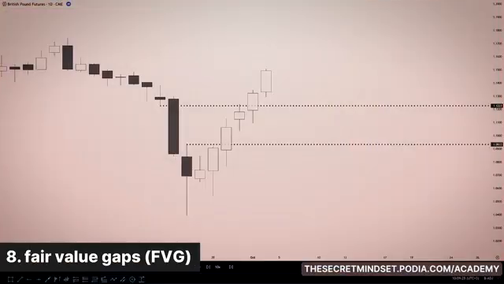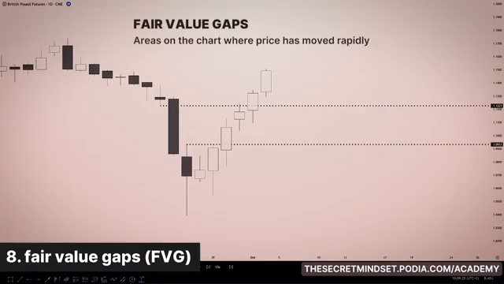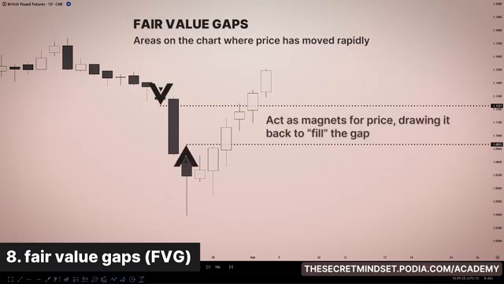Fair value gaps are also targeted. These are areas on the chart where price has moved rapidly. These gaps often act as magnets for price, drawing it back to fill the gap. Smart money often uses these gaps as targets.